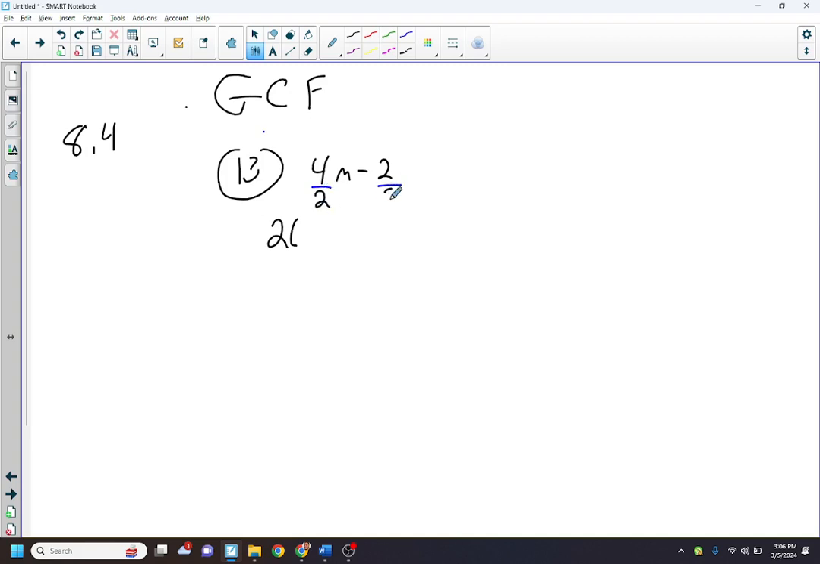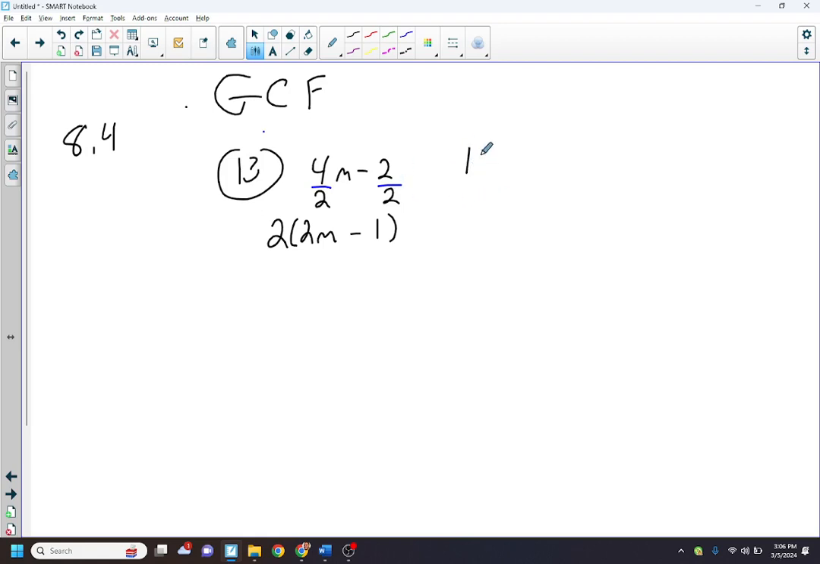Then I'm going to divide both by 2. So 2m minus 1. We're just taking out what's in common. So it is 2m minus 1.